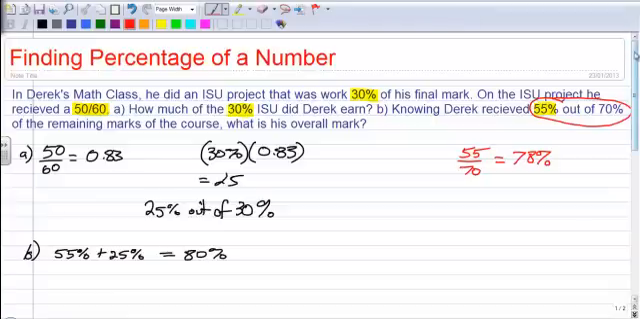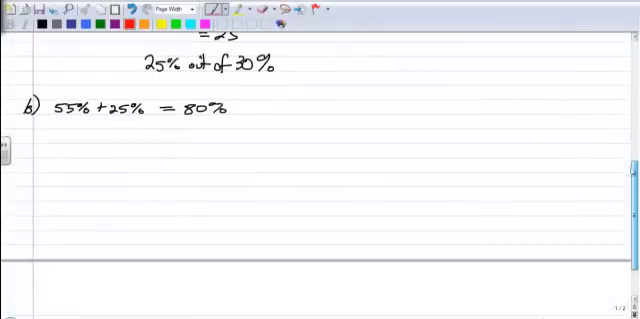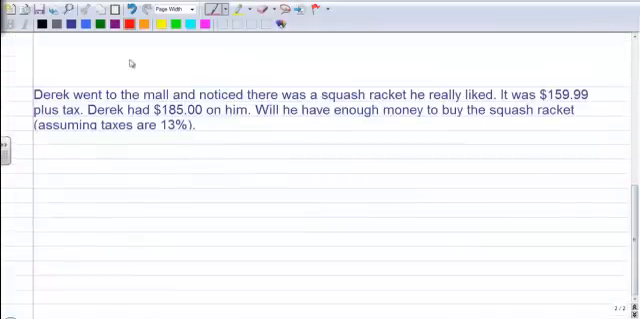There are other applications of being able to find the percentage of a number, and that comes to, say, shopping. So, again, Derek goes to the mall and he wants a squash racket. The squash racket is $159.99. He brought $185 on him. Will he have enough money to purchase this? So what we can do is find out how much the taxes are. To do that, we have 13%.